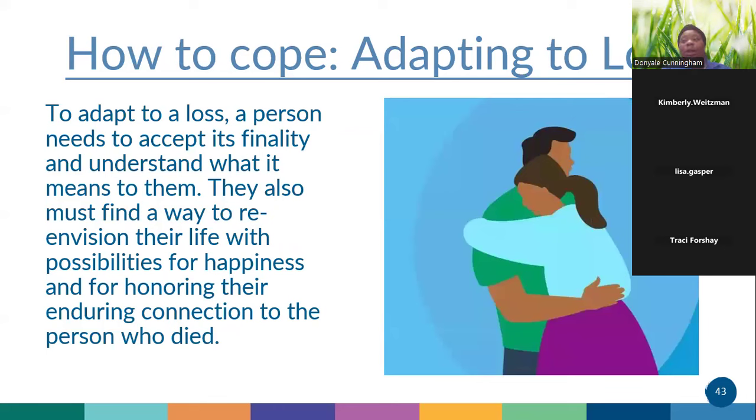So to adapt to a loss, a person needs to accept its finality and understand what it means to them. They also must find a way to re-envision their life with possibilities for happiness and for honoring their enduring connection to the person who died.